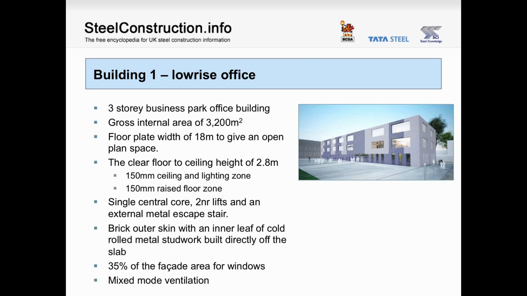For Building 1, it's a 3-storey building of 3,200 metres squared gross internal floor area, and a floor plate width of 18 metres to give an open plan space. The clear floor to ceiling height is 2.8 metres. It also includes a 150mm ceiling and lighting zone and a 150mm raised floor. It's a typical brick-clad business park office.